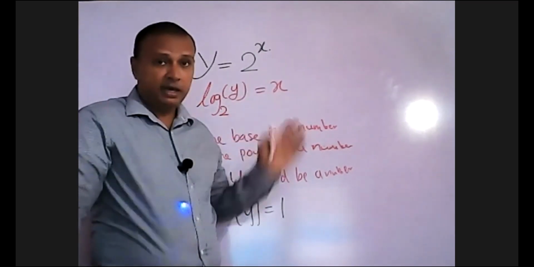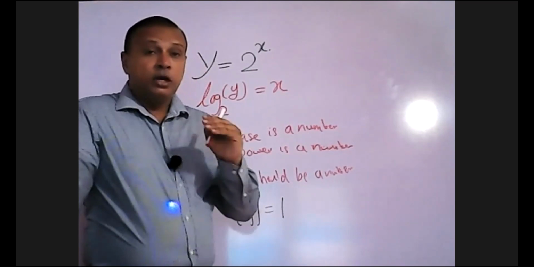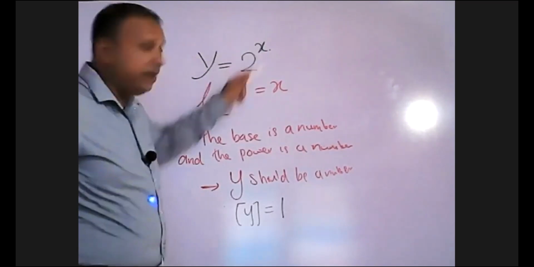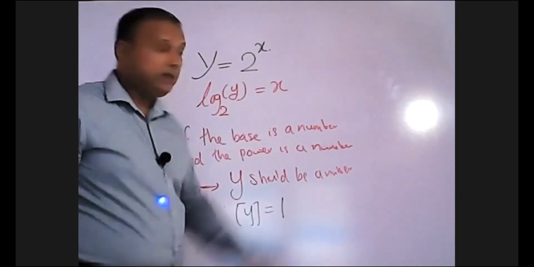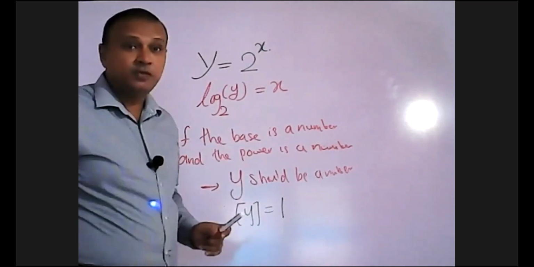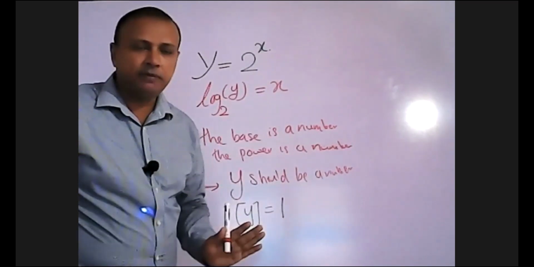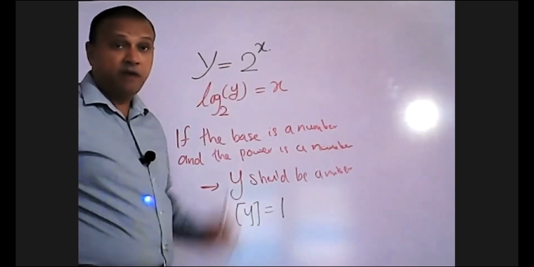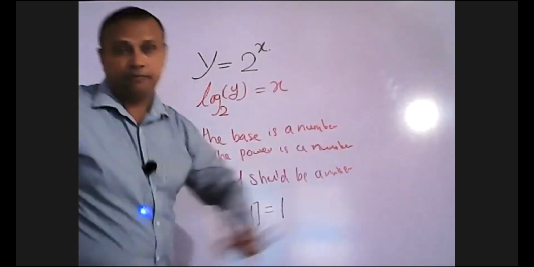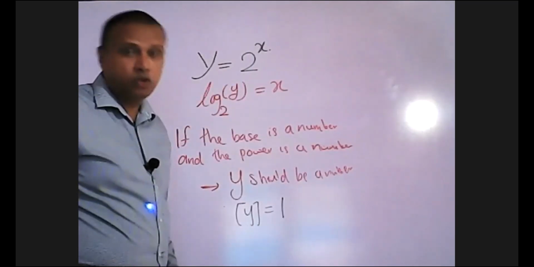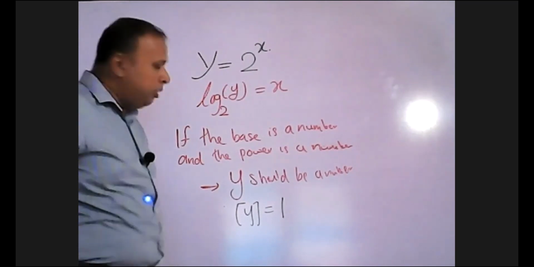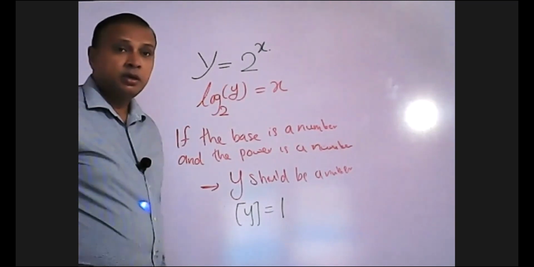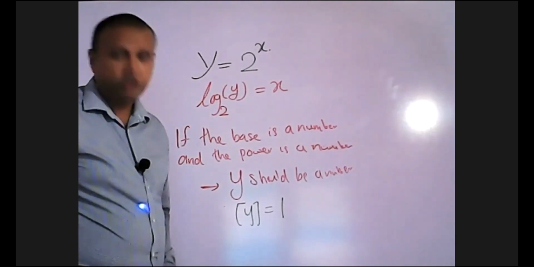Normally, logarithm functions are defined for numbers only. Therefore, the base should be a number. We know about x. X means power. Power is definitely a number, no? So the power of a number definitely should be a number. So y should be a number too. Therefore, y doesn't have a dimension.